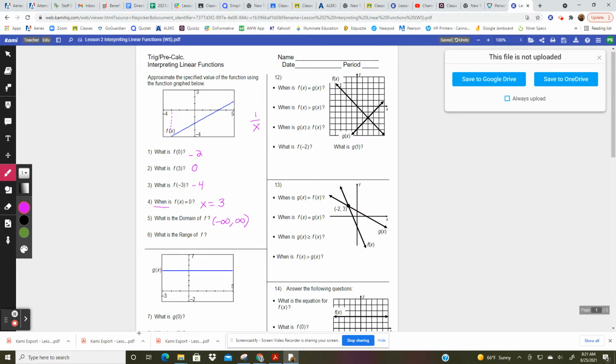I hate it. Okay, what is the range of f? Okay, again, even looking at your function here, it's going to go up and down forever. And the outputs of a linear function, if the function is not a constant function, will reach -infinity and infinity.